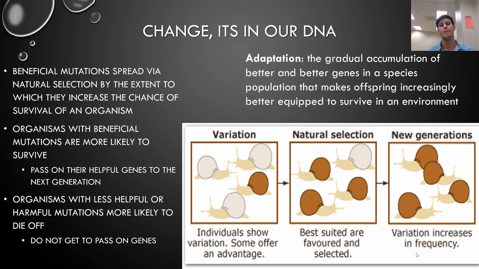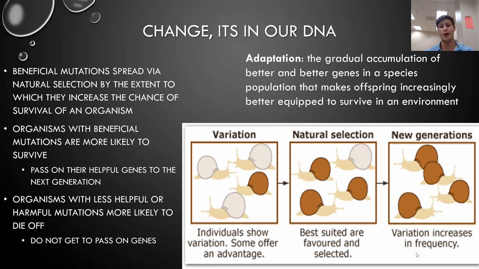And so adaptation is the gradual accumulation of better and better genes in a species population that gradually makes the offspring of that population, generation after generation, increasingly better equipped to survive in a given environment.